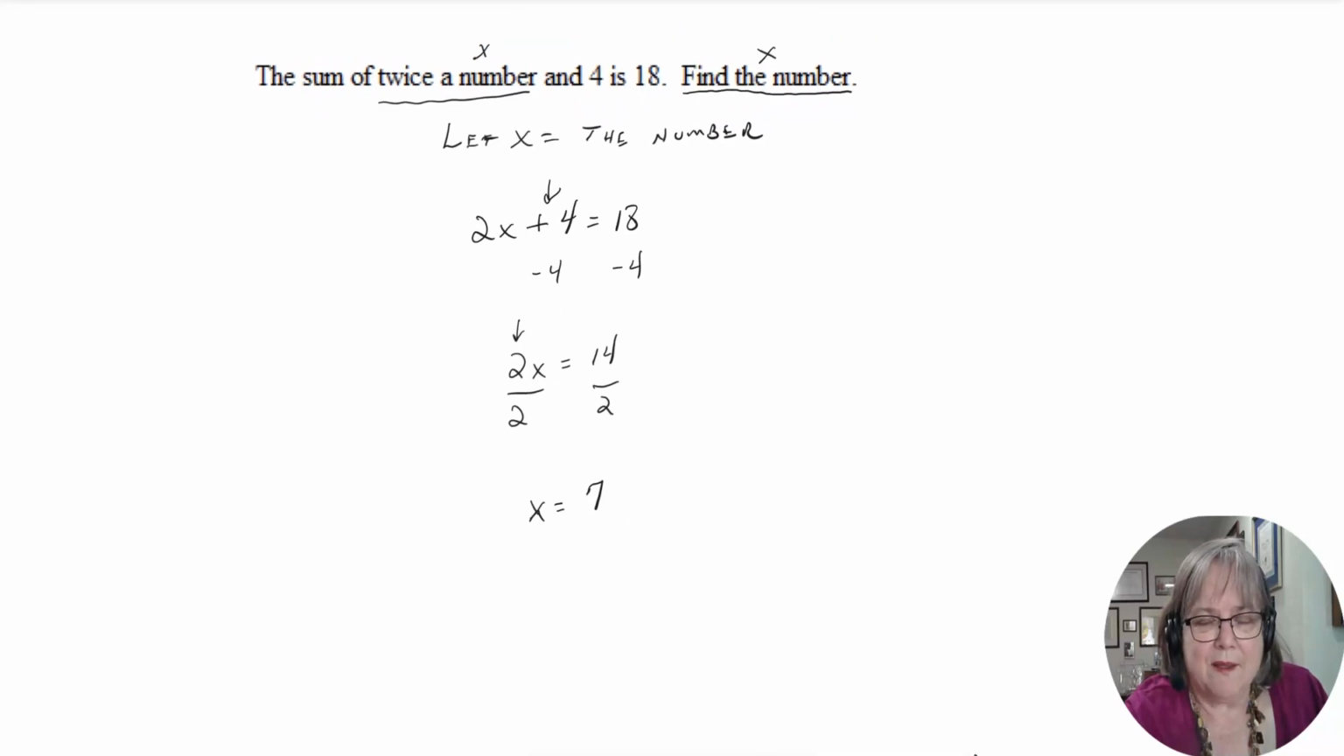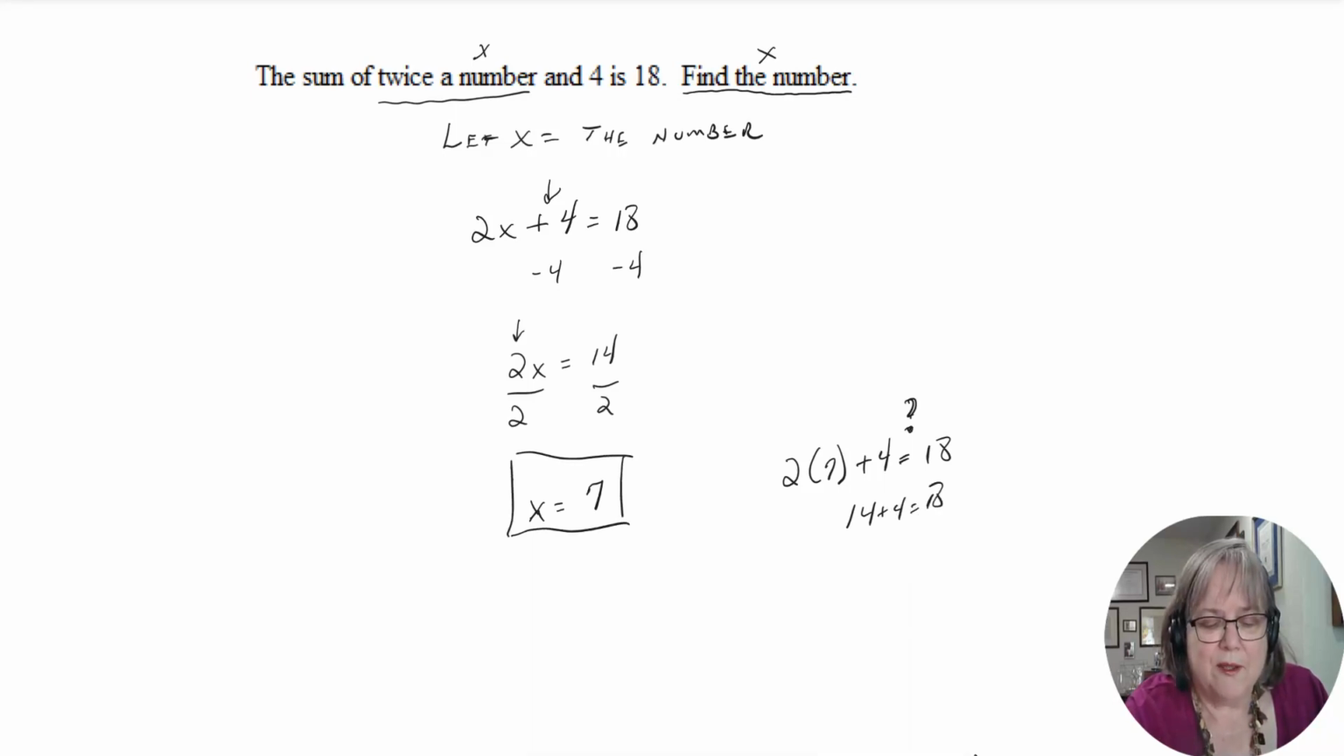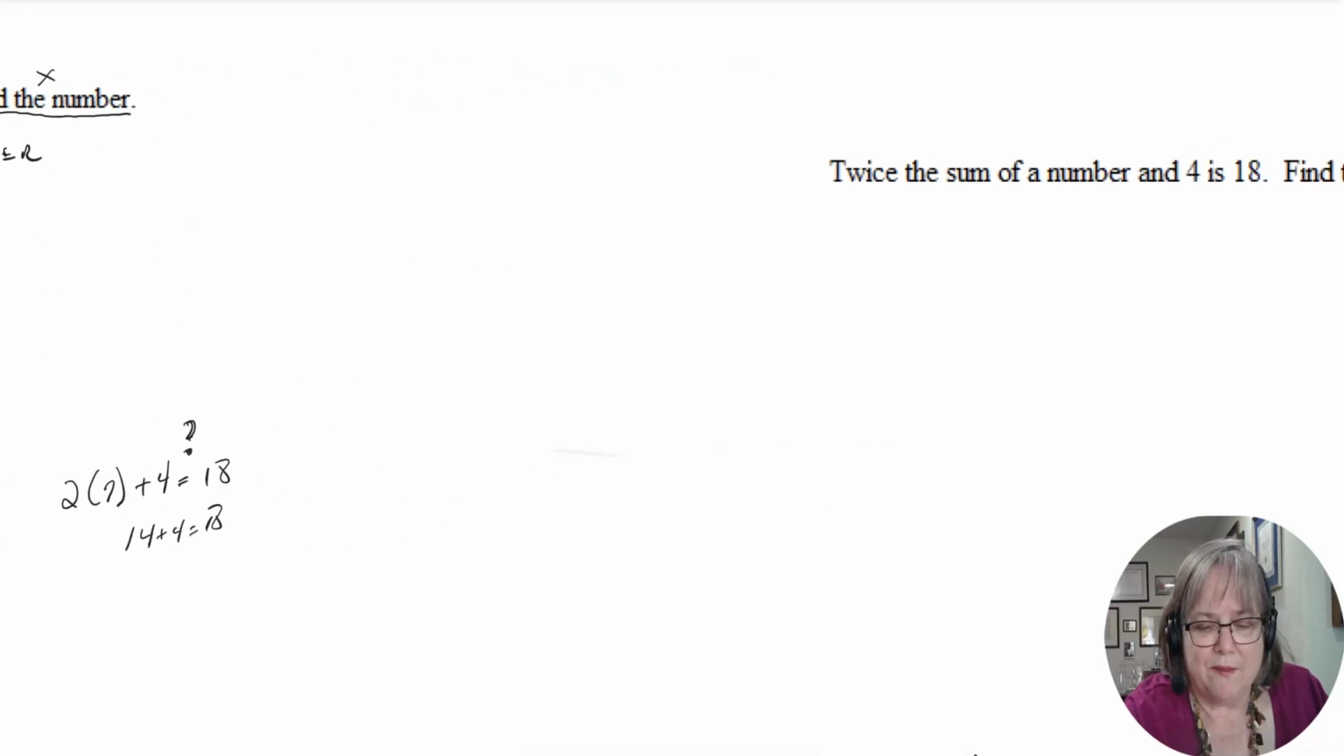And I think that's my answer, but I'm just going to read one more time and try to put the 7 in there while I read it and see if that checks. So the sum of 2 times 7, because I think that's my number, and 4, is that 18? It's my little question mark. Is that 18? Yeah, 14 plus 4 is 18. So I feel like before the teacher gets to it, I have the right answer.